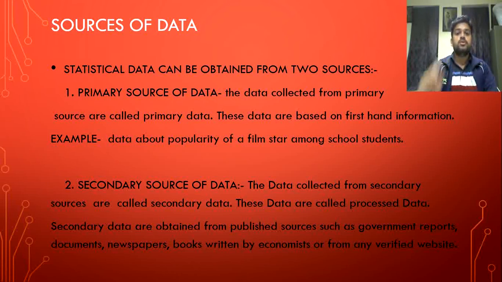These topics should be in your mind all the time, because they come up at each and every platform of your study, and in each and every exam you may face these things. So okay, let's go. This was sources of data. Statistical data can be obtained from two sources. The first is the primary source of data, called primary data, and the second is the secondary source of data, called secondary data.